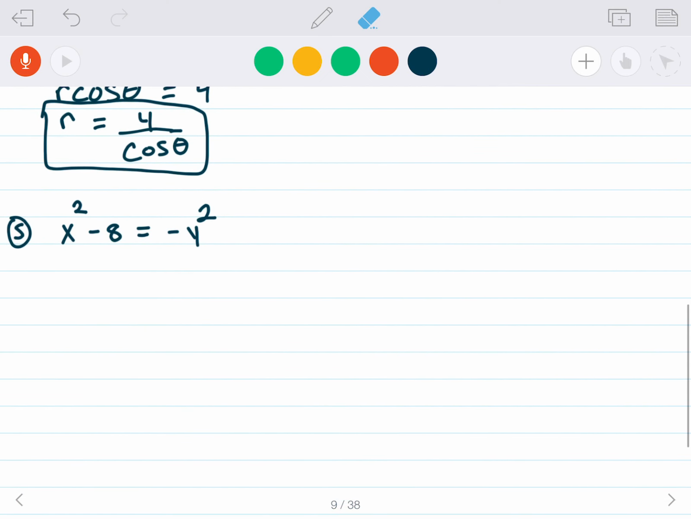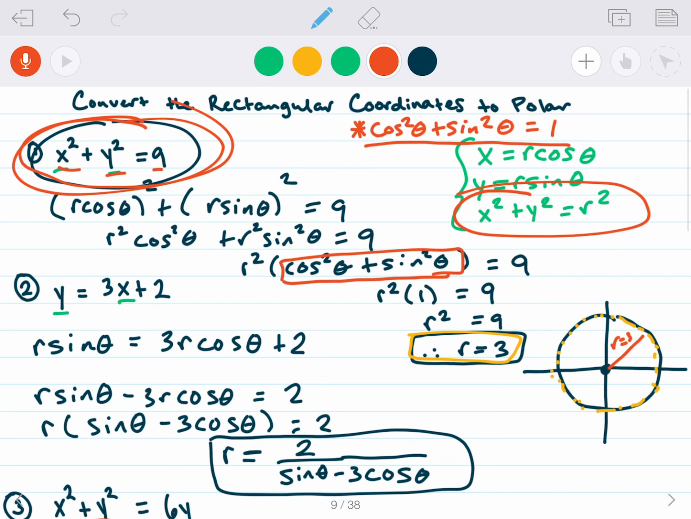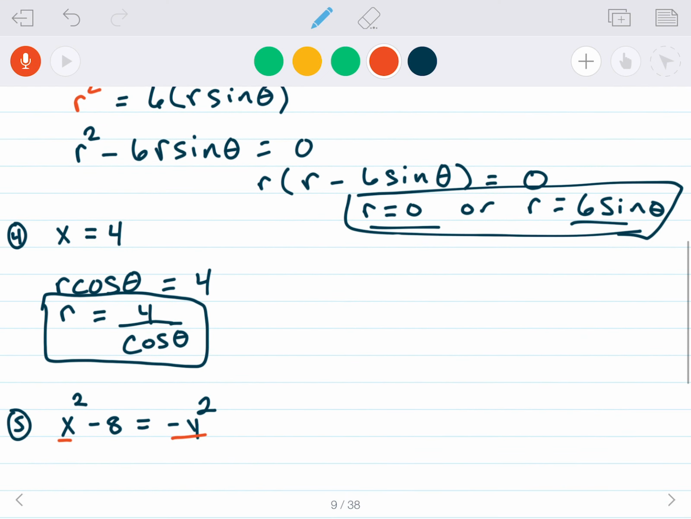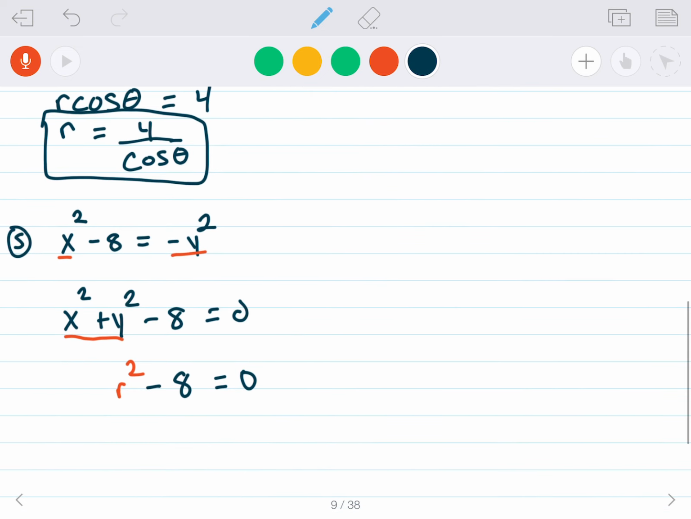What about something like this? Well, I see an x squared and a y squared, so I'm not going to make the amateur mistake that I made in number 1 and start subbing in r sines, r cosines. I know better than that. I can go ahead and add that y squared to both sides, and I get this. And now I see, oh, this is r squared, so I can make that substitution to get r squared minus 8 equals 0. So if I add 8 to both sides, I get r squared equals 8.